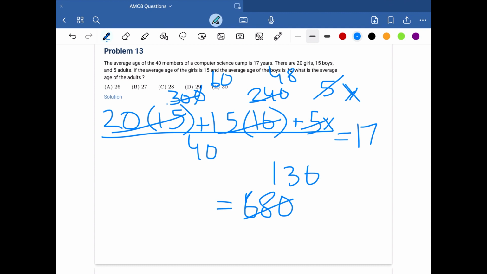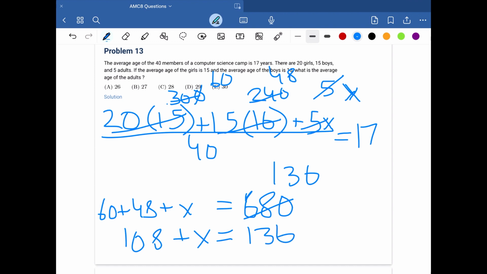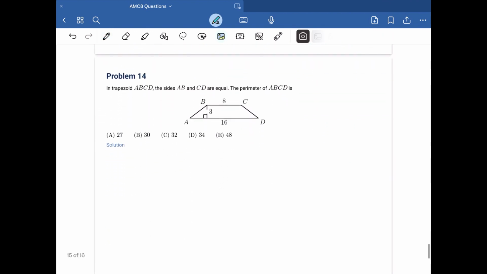So then remaining, we have 60 plus 48 plus x is equal to 136. So 60 plus 48 is 108, plus x is equal to 136. And 136 minus 108 is 28. So x is equal to 28. So our answer would be C, 28. Let's move on to the next question.